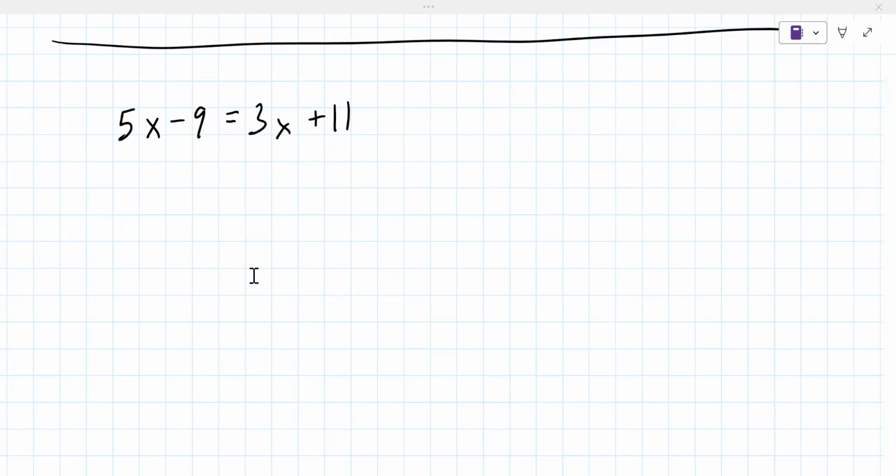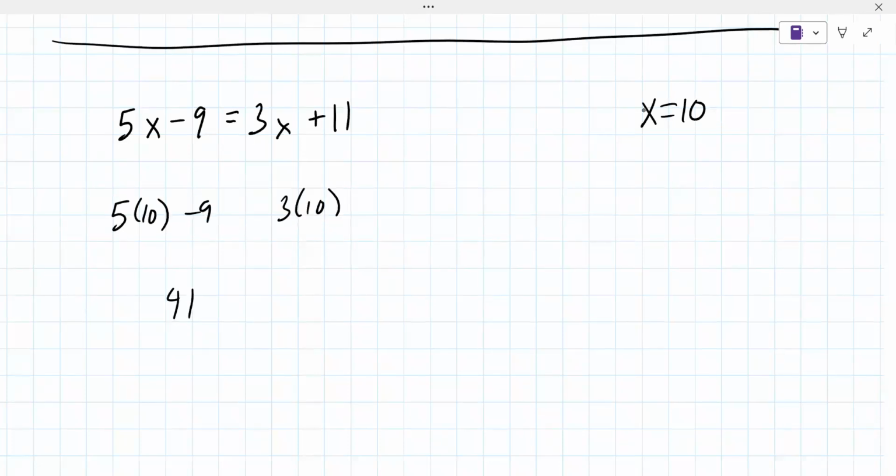Is it 10? That sounds right. Let's take a look here. 5 times 10 minus 9, that's 41. And 3 times 10 plus 11, that is also 41. So that is correct. Good.